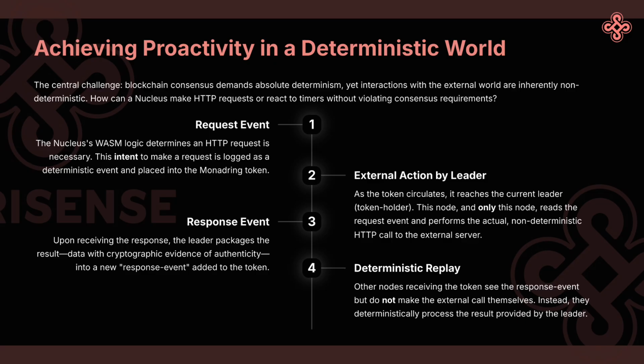process. Consider the scenario where a nucleus needs to fetch data from an external web API. To begin, when the nucleus's WASM logic decides that an HTTP request is needed, this intention is logged as a deterministic event and placed into the Monadring token. As the token circulates, it arrives at the current leader, the token holder. This node exclusively reads the request event and performs the actual, non-deterministic HTTP call to the external server.